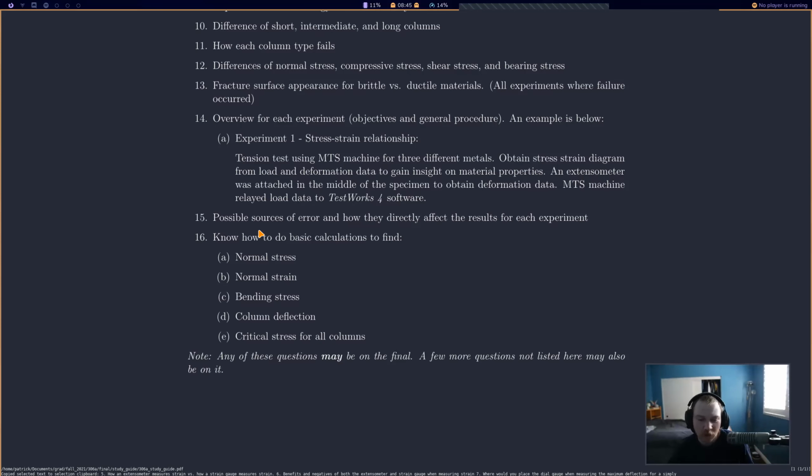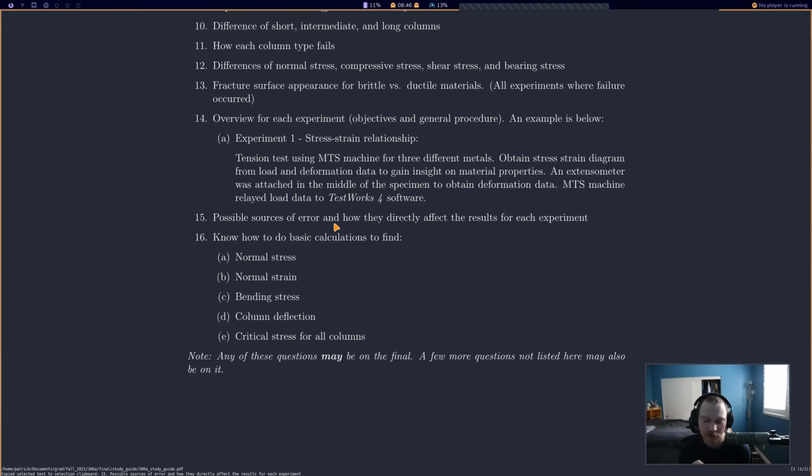Next one, possible sources of error and how they directly affect the results for each experiment. I like this question too, by the way. So I think I'm going to have this on the final. Basically, I might say, let's think about the beam lab. What were the possible sources of error that we had for that lab, and how do they directly affect the results for that experiment? So maybe think about the dial gauge.